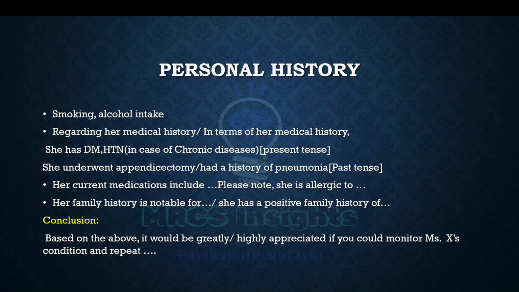Regarding her medical history or in terms of her medical history, in case of chronic disease, use present tense like she has diabetes mellitus or hypertension. In case of acute cases, use past tense like she underwent appendectomy or had a history of pneumonia. Her current medications include, write the medication's name. Please note she is allergic to, write the allergen. Her family history is notable for, or she has a positive family history of, write the positive family history.